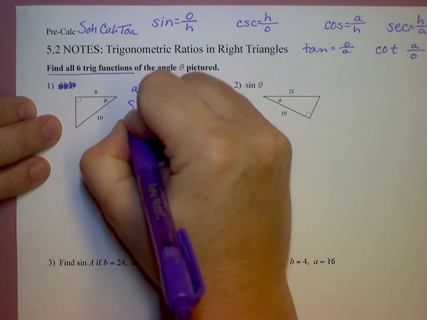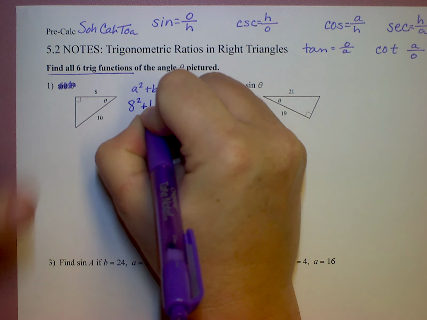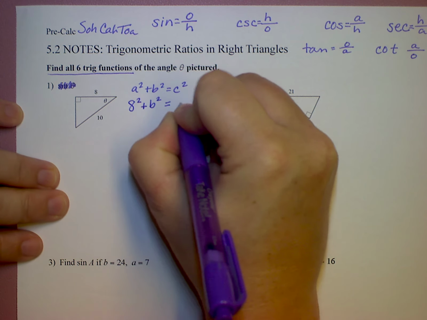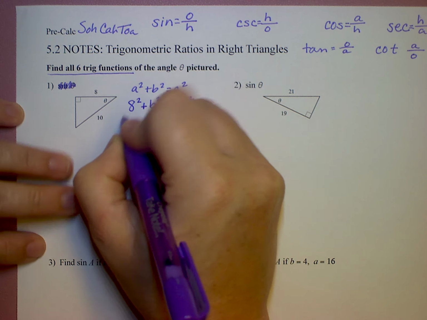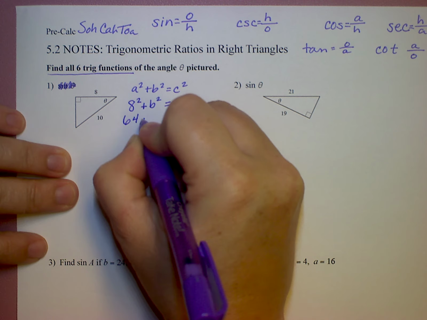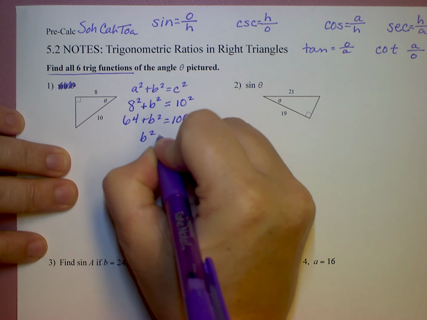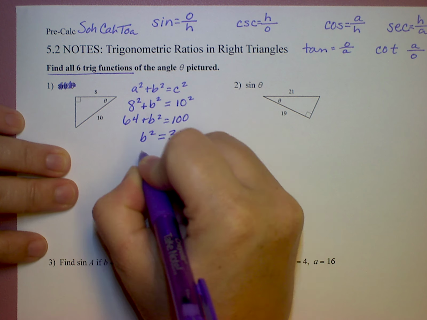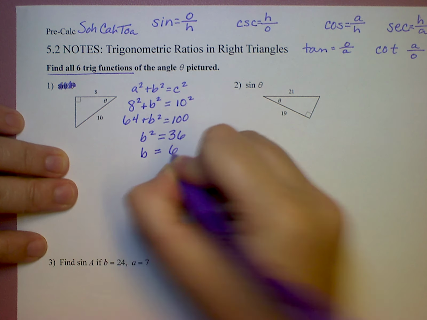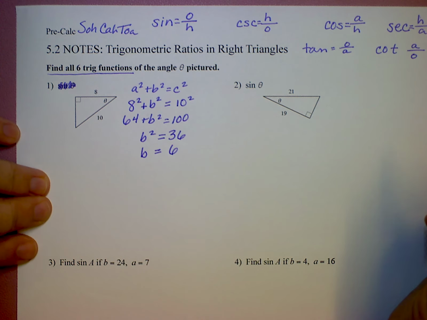So 8 squared, we'll call this b squared. You can call it whatever you want to. Equals 10 squared. 64 plus b squared equals 100. So I get a b value of 6. Everyone okay with that?